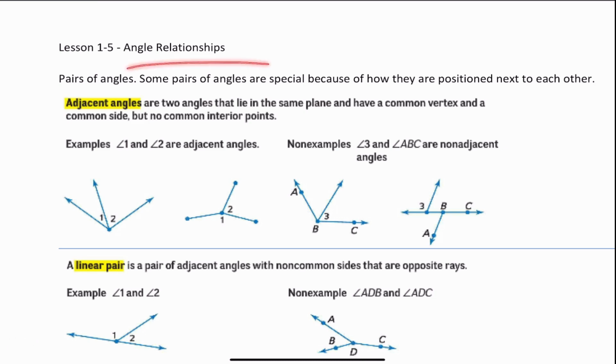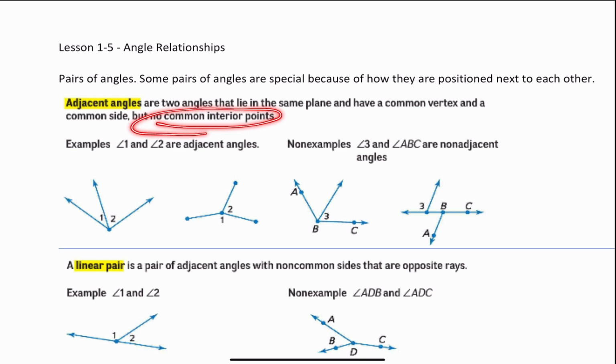1-5, angle relationships. Pairs of angles. Some pairs of angles are special because of how they are positioned next to each other. For instance, if we have adjacent angles, which are two angles that lie in the same plane and have a common vertex and a common side, but no common interior points.